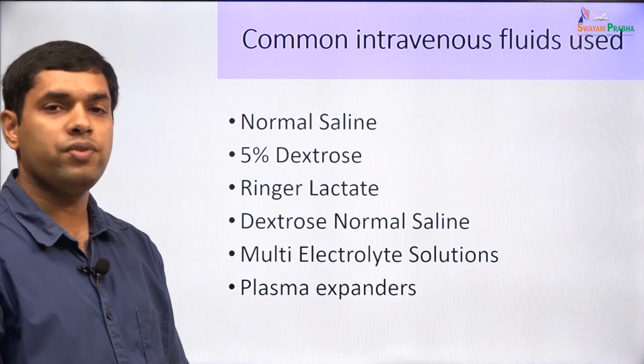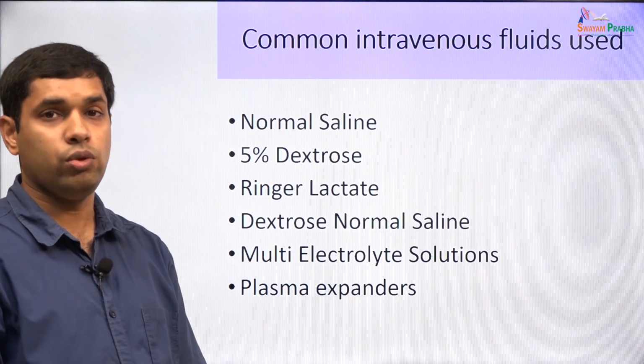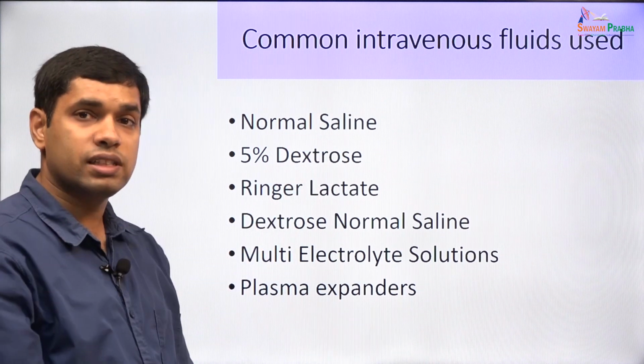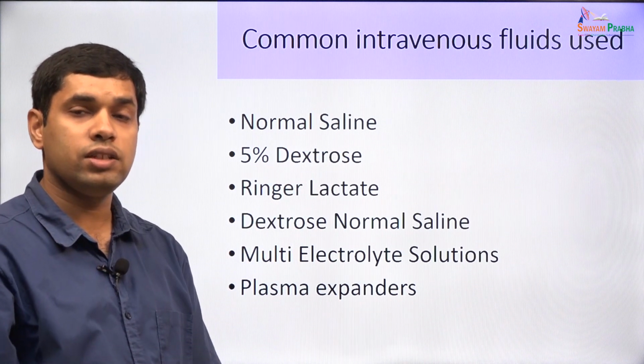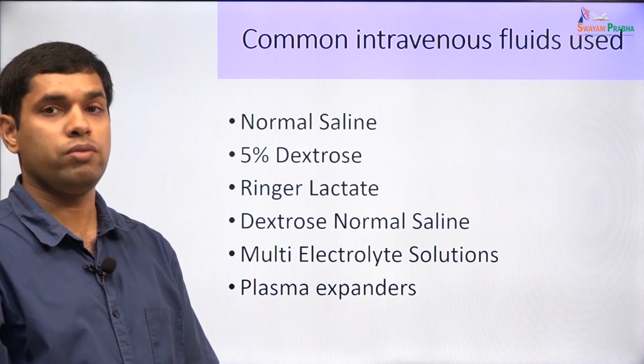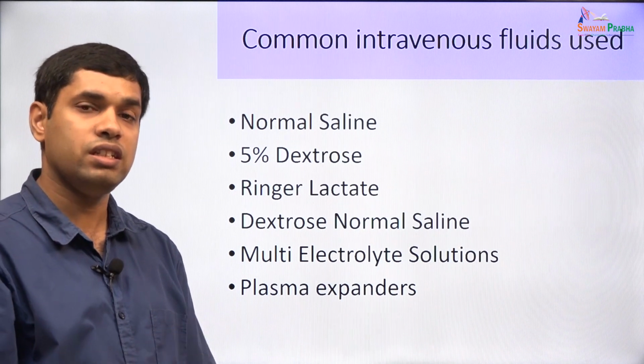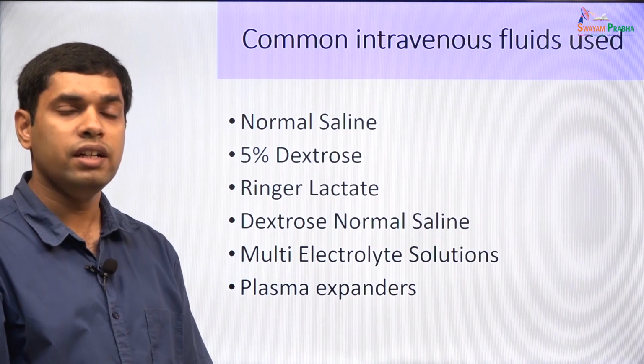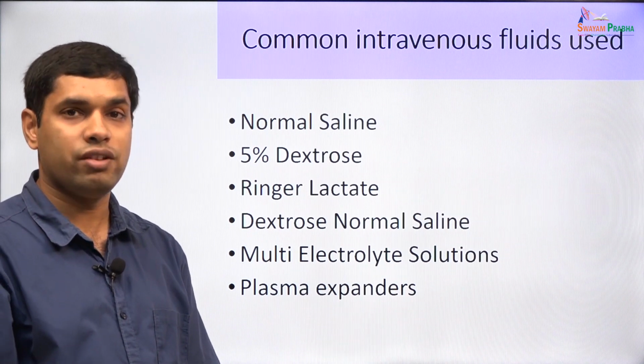This is a list of the commonly used intravenous fluids. So, very commonly we use normal saline. So, what is normal saline? It is 0.9 gram% of sodium chloride. So, the solution just contains 0.9% sodium chloride and it has an osmolarity that is very similar to the osmolarity of plasma.